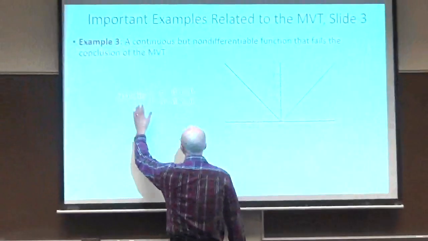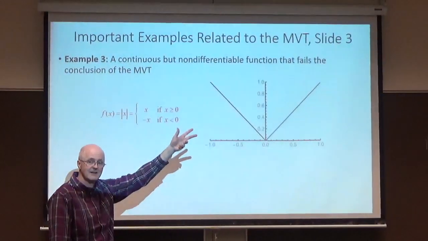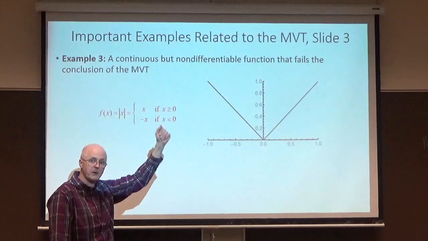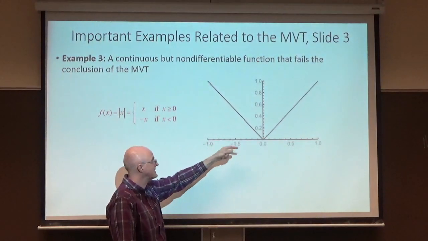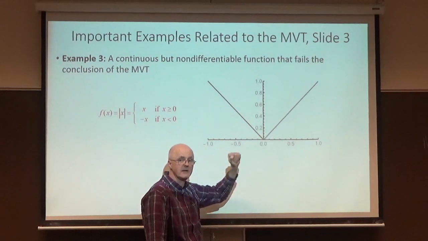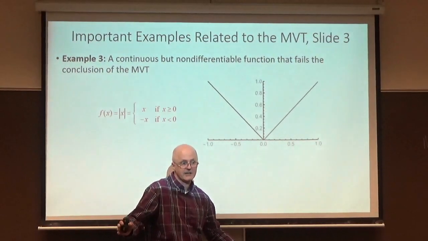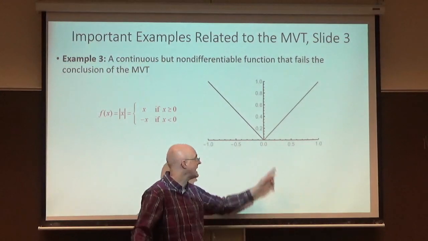f of x is the absolute value of x. Its graph looks like a V. It is continuous everywhere. You can draw it without picking up your writing utensil. But it does fail to be differentiable at the origin. This V shape, that corner there, does not smooth out as you zoom in. It always looks like a V. There is no tangent line at this point.